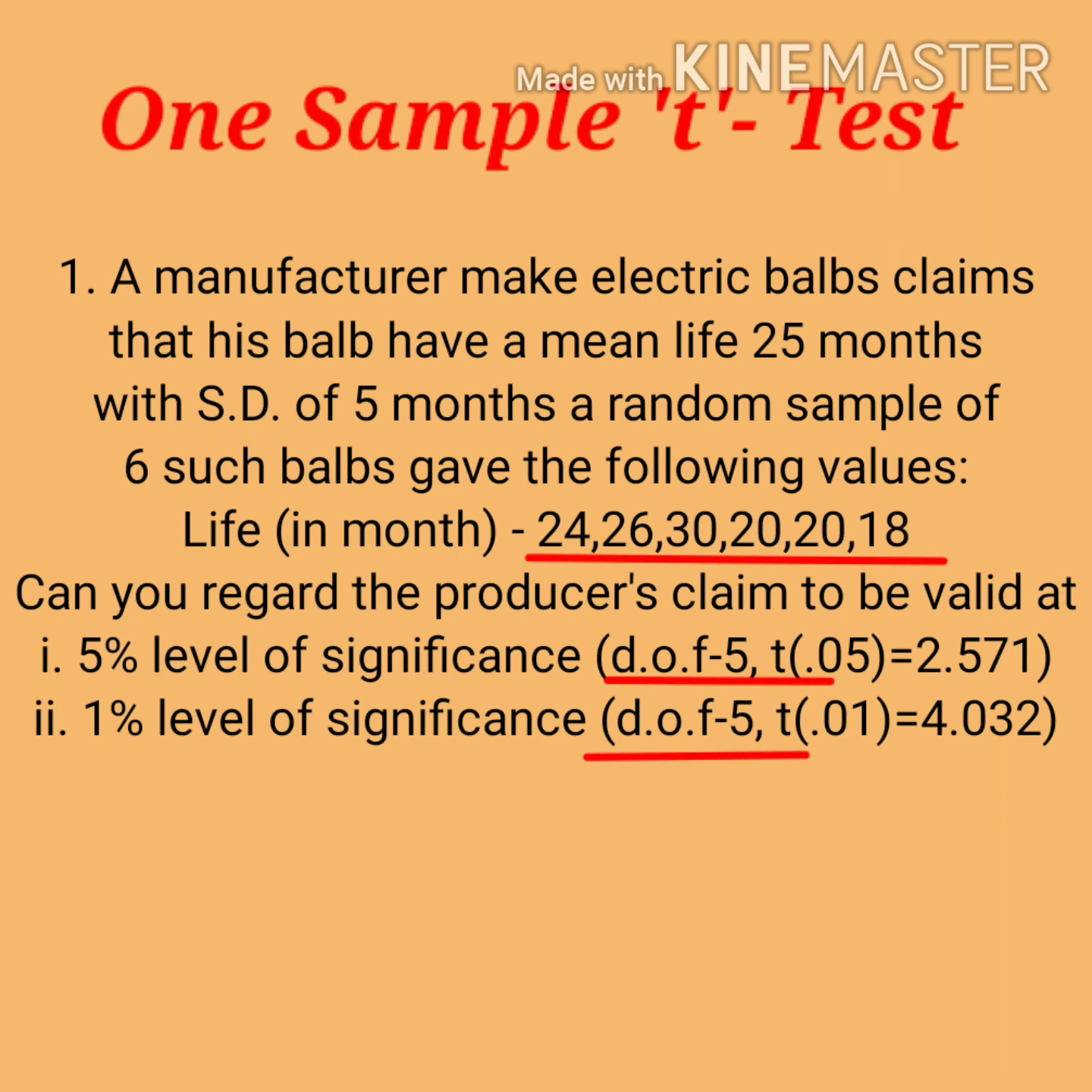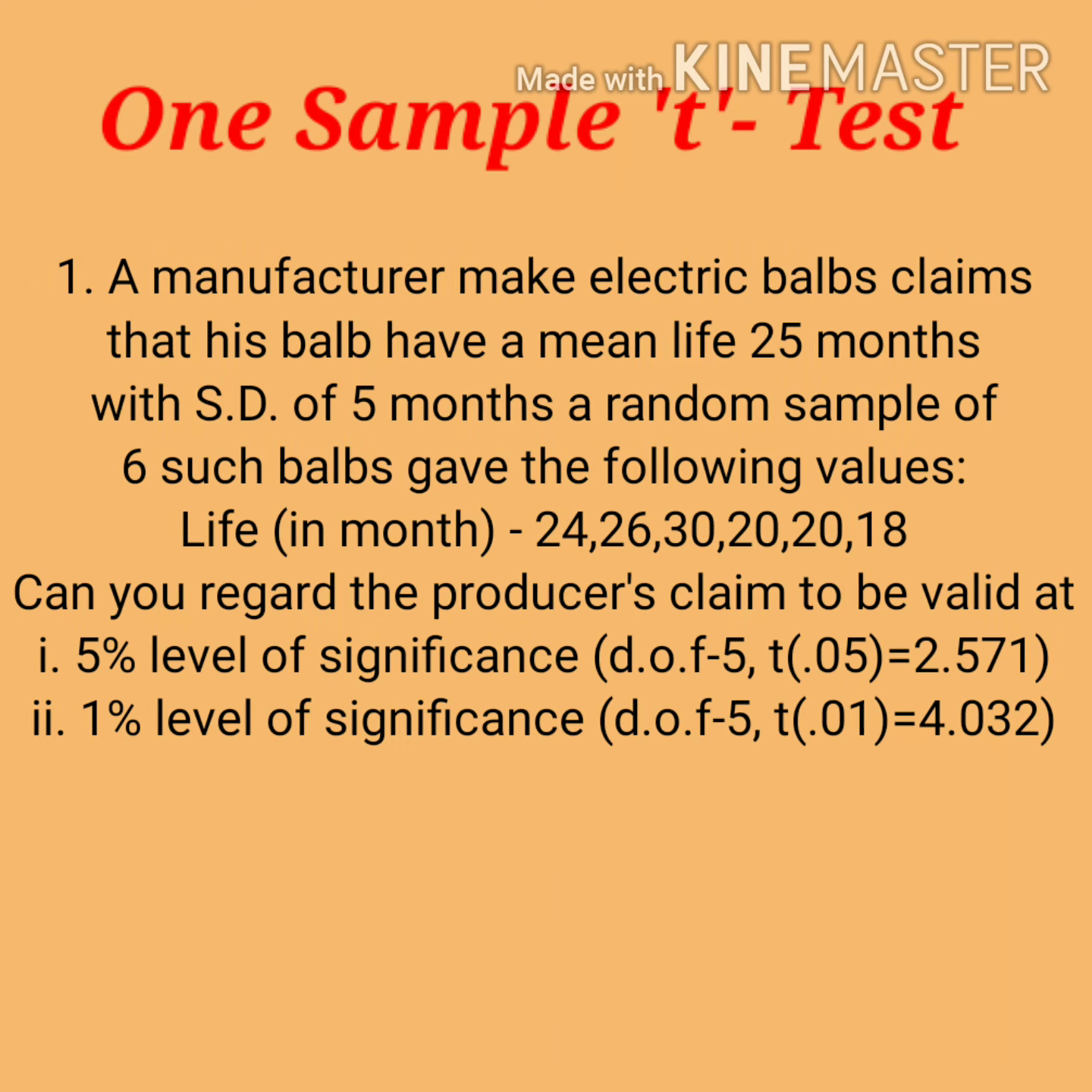And you will have to check the 5% level of significance. So at the 5% level of significance, the t value given is 2.571. And at the 1% level of significance, the tabulated value given is 4.032. So in order to get the solution of this sum, you will have to assume the null hypothesis.